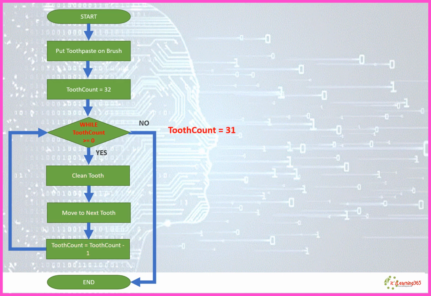So as we can see, I've finished my first iteration and I've cleaned my first tooth. I've changed the tooth count variable by 1, so tooth count now is 31, and I'm ready to check again while tooth count is greater than or equal to 0. The answer to that is still true, and so it's going to go through and do the next iteration of my code.